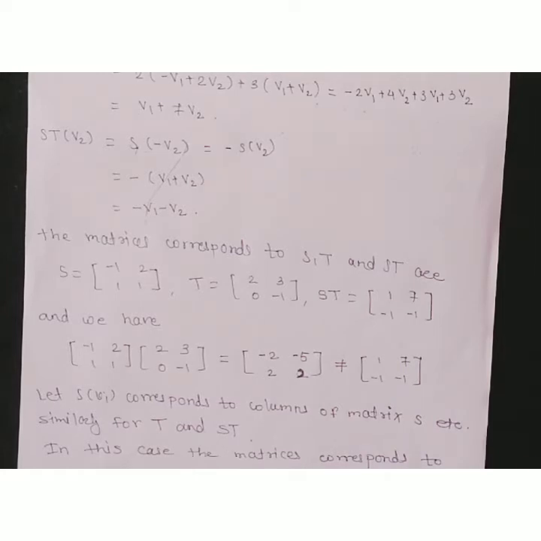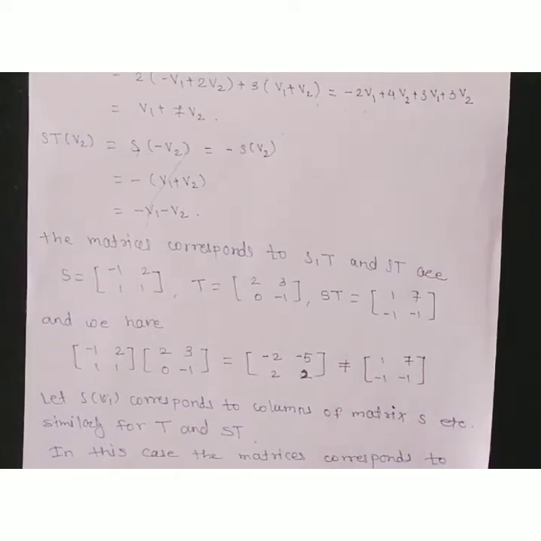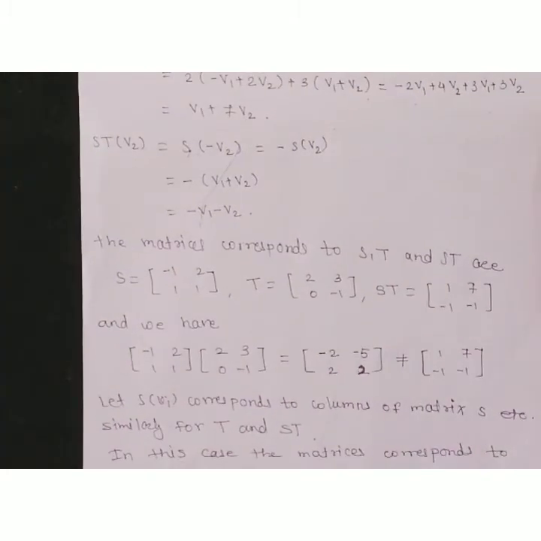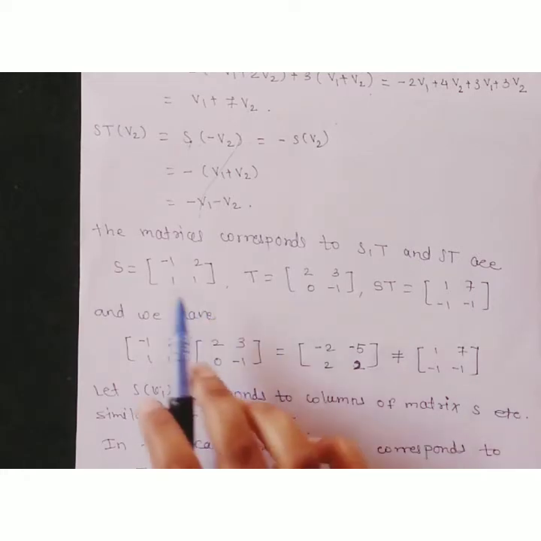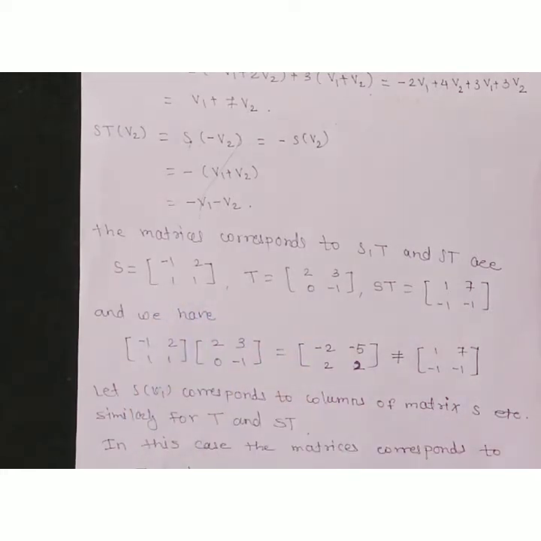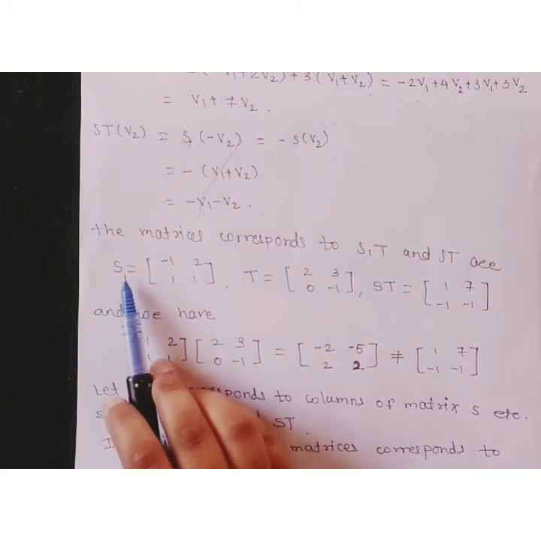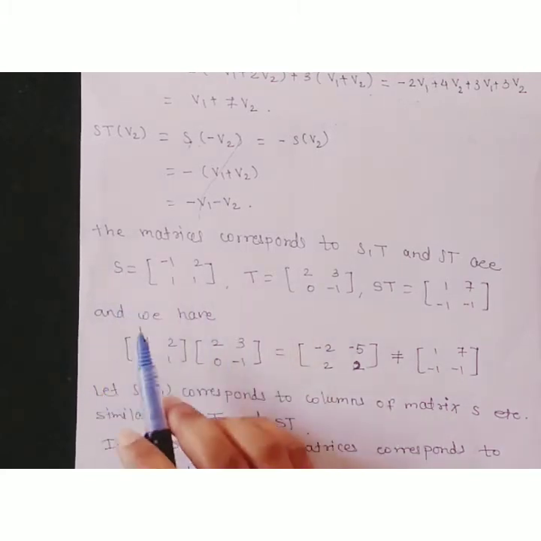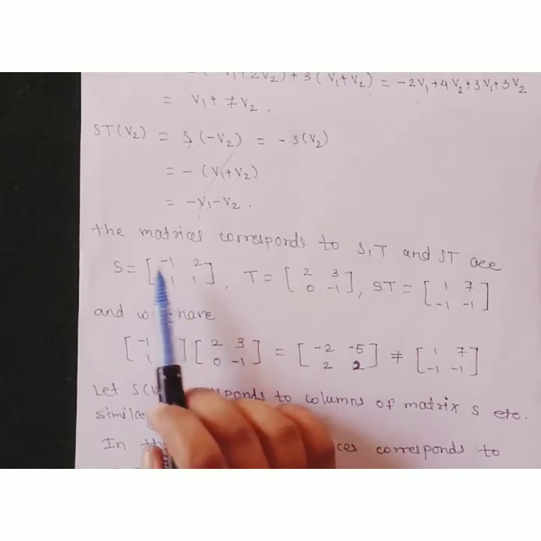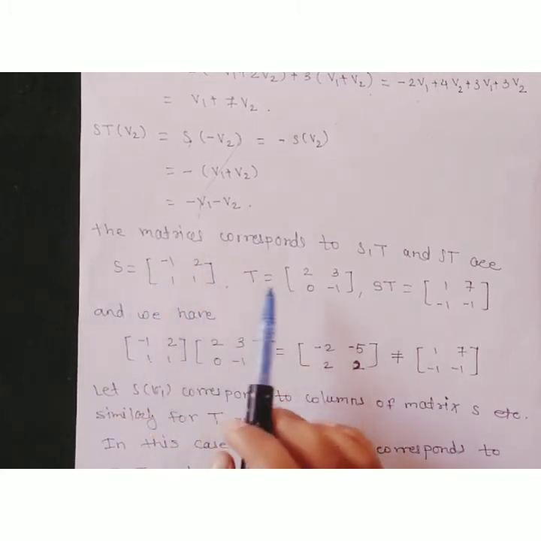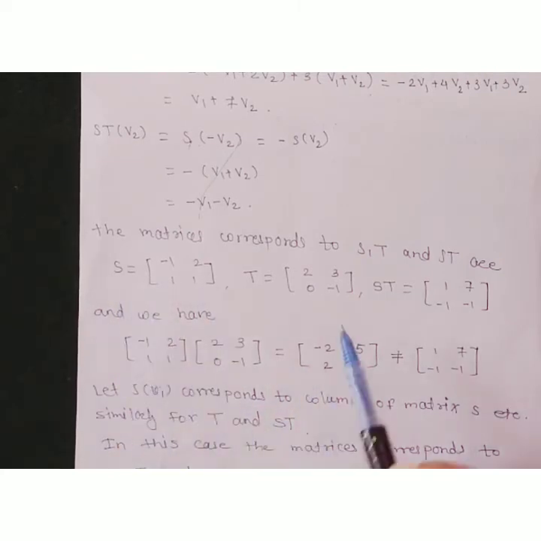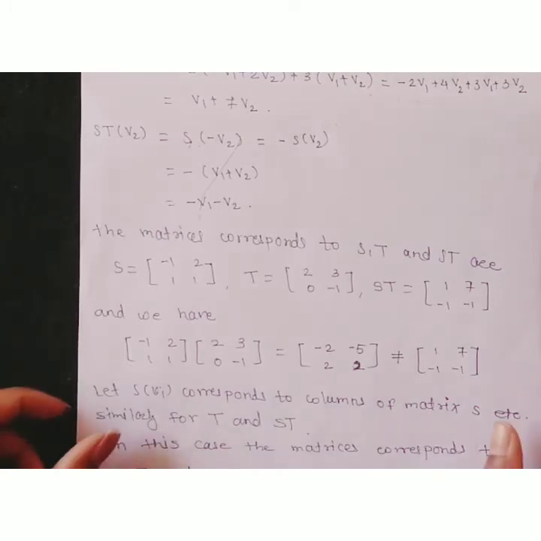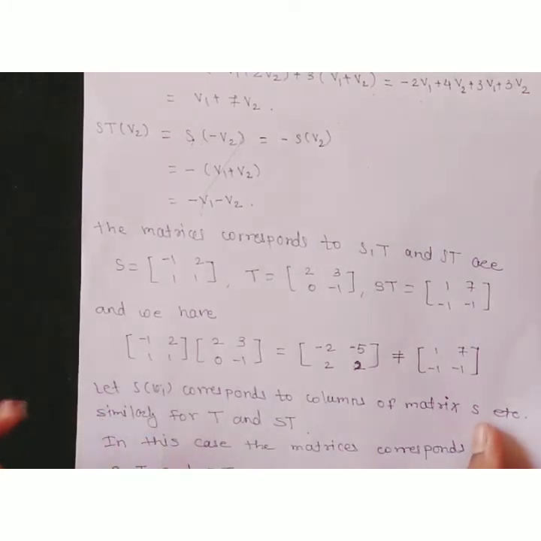Now look here: earlier we discussed that if we are given some transformations and we calculate the matrices for the transformations, and we have to find the matrix corresponding to ST, then we multiply the matrix corresponding to S with the matrix corresponding to T, and the resultant matrix should be the matrix corresponding to ST. But in this case this doesn't happen. This is very important, you have to know. So why doesn't this happen?